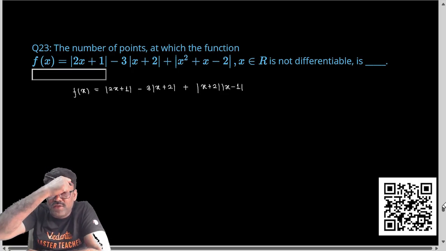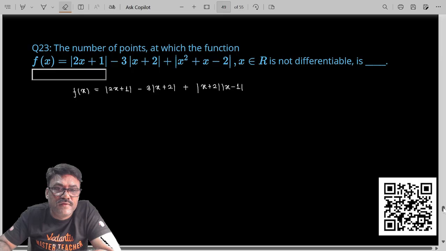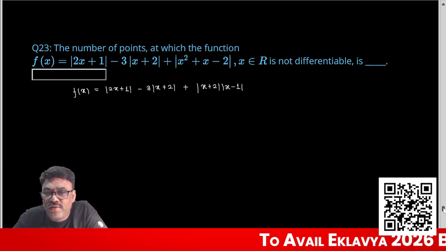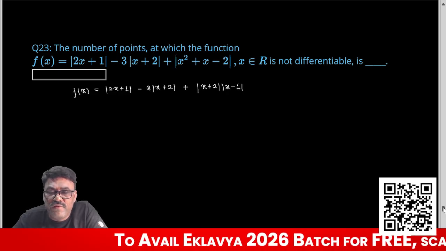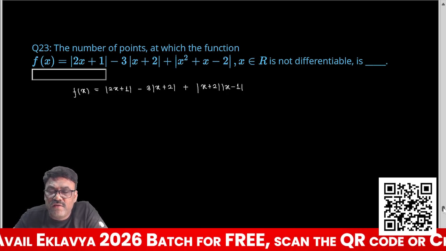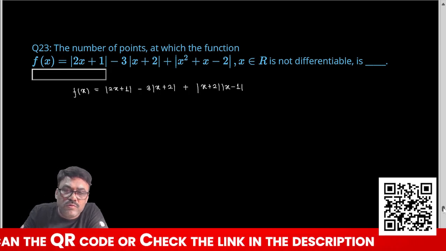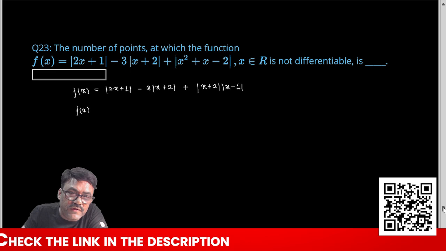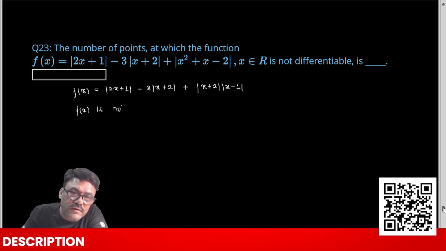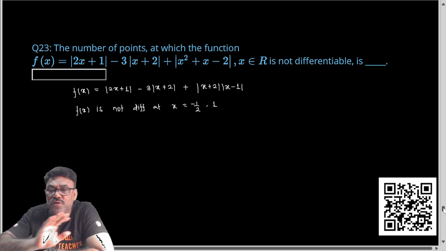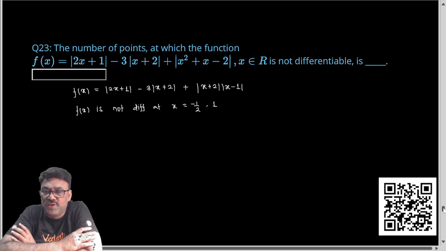So here you can see that at x is equal to minus half, only the first one is not differentiable. Remaining two are differentiable. So that means at x is equal to minus half, this function is not differentiable. Similarly, at x is equal to 1, only the last one is not differentiable. Remaining two are differentiable. So I can straight away say that this function f(x) is not differentiable at x is equal to minus half and 1. These are the 2 points where the function is not differentiable, minus half and 1.